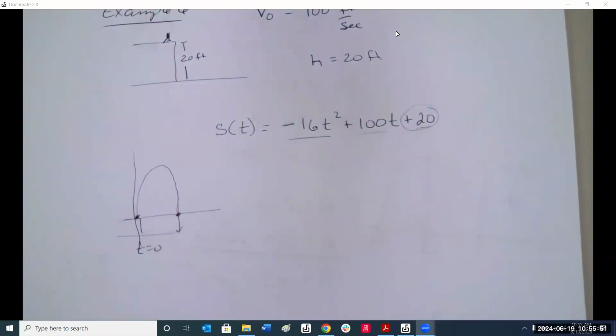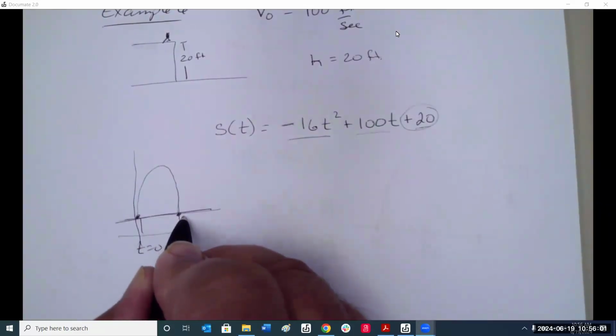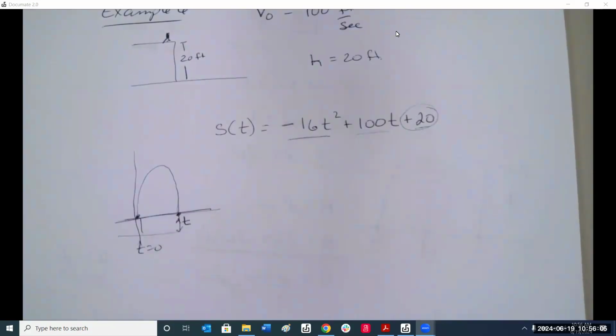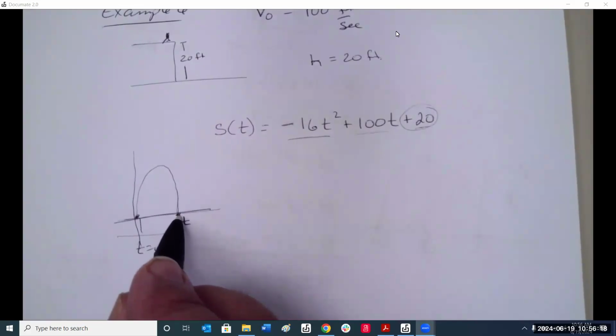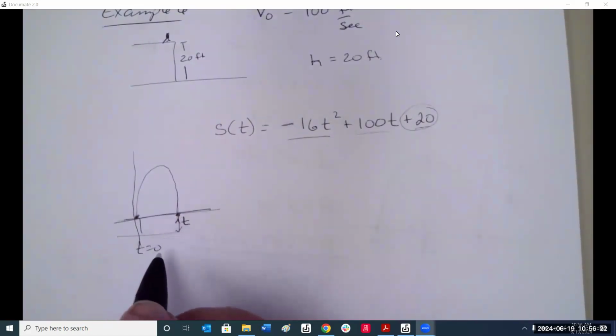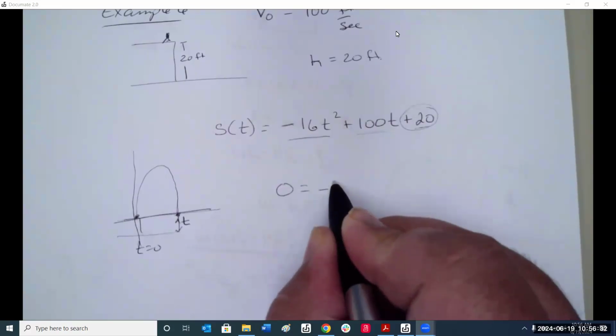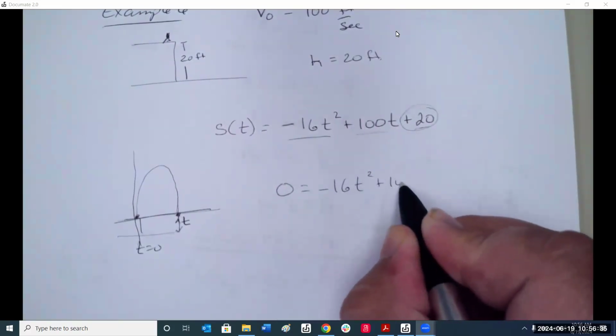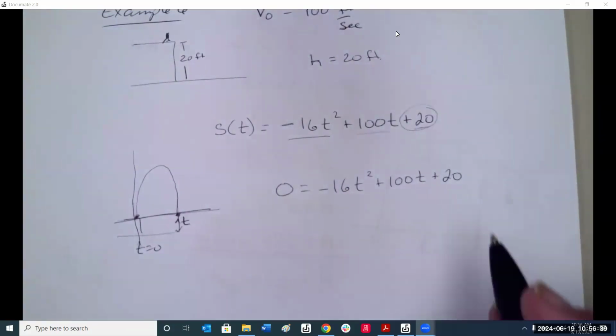So how do we find all that? At what time is it going to be here? At what time will it be back at 20 feet high? But how do we find this point? So we use which formula? You're right, it's going to be the x-intercept. So we have to set this equal to zero. The quadratic formula is always going to be the easiest way to help you out of anything.